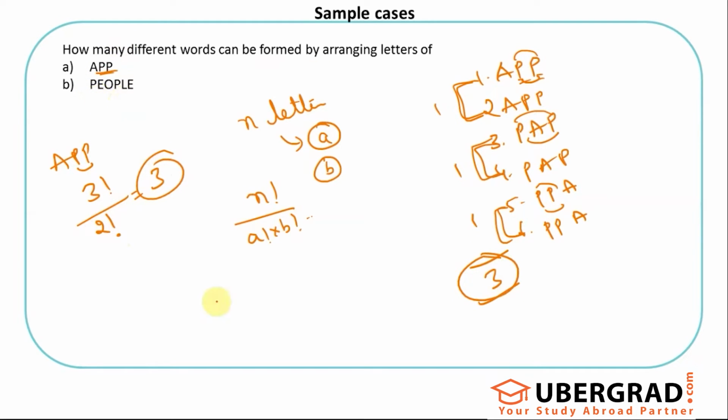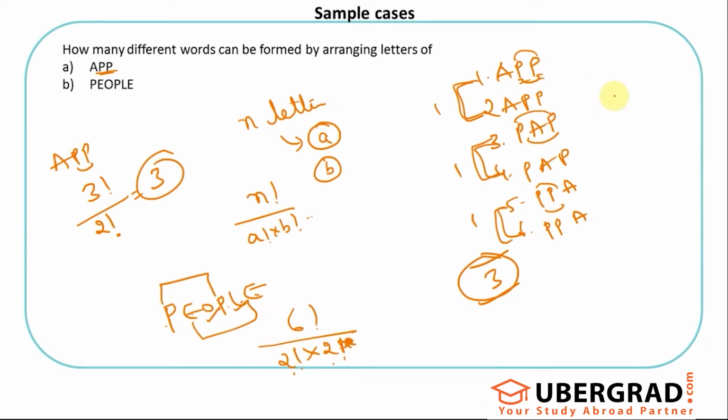Let me show PEOPLE. P is occurring twice, so I have to divide by 2 factorial. E is occurring twice, so I divide by 2 factorial. O is occurring once, L is occurring once, I don't do anything. How many letters do I see here? 1, 2, 3, 4, 5 and 6. So the answer is 6 factorial by 2 factorial into 2 factorial. This 2 factorial is coming because P occurs twice, and E is also occurring twice, that's why I'm writing 2 factorial again.